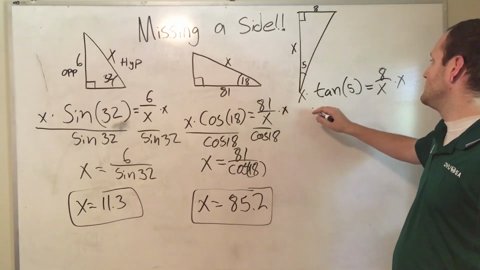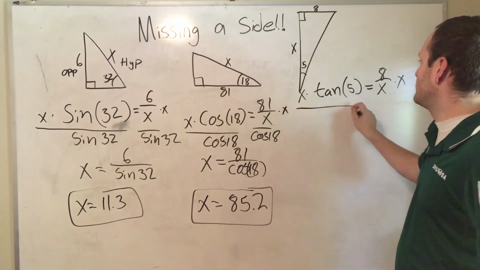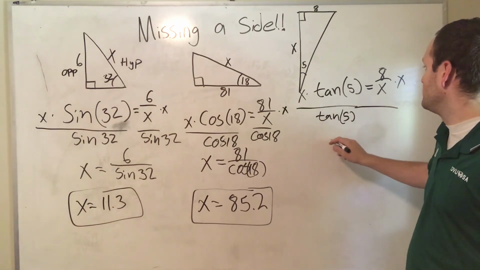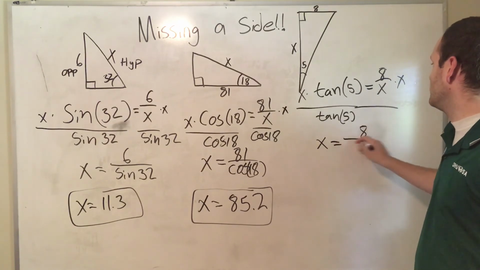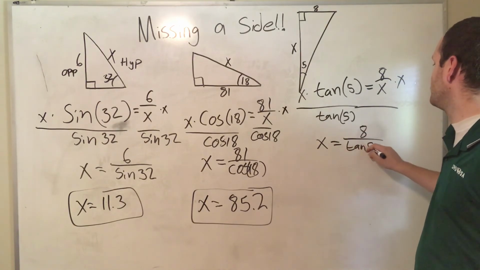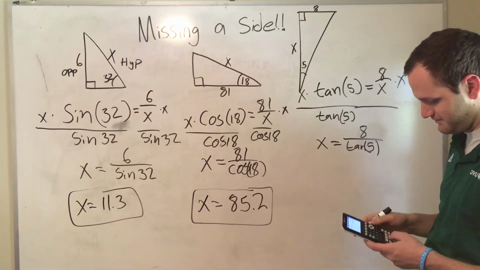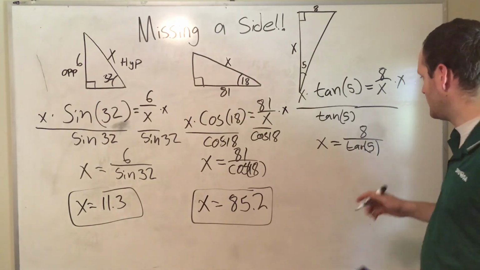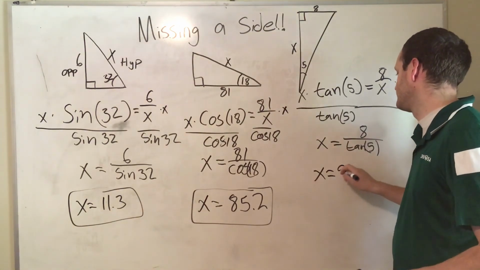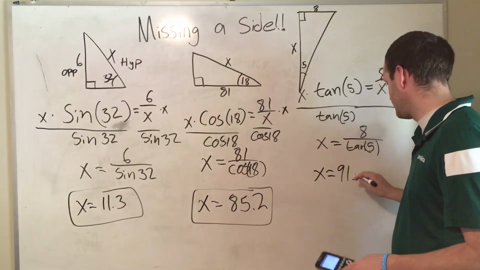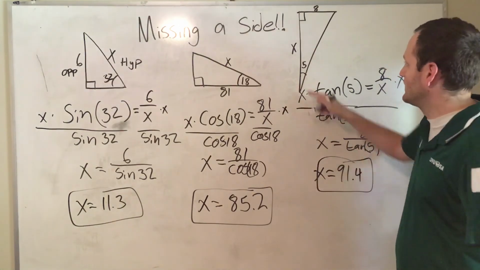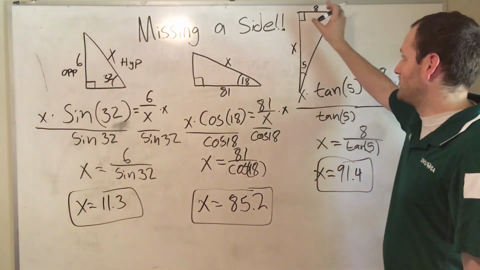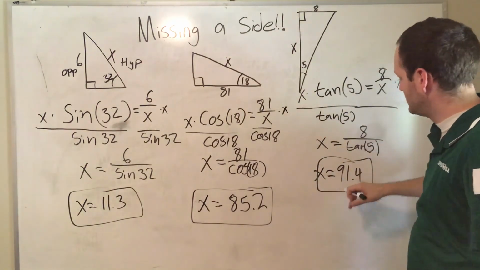That gives me, divide by tangent 5. That leaves me with x is 8 over tangent of 5. Let's see what we get as an answer. 91.4. Okay, that's the length of this side here. You figure that's a really skinny angle, and it eventually gets up to 8, so this length will be long, at 91.4.